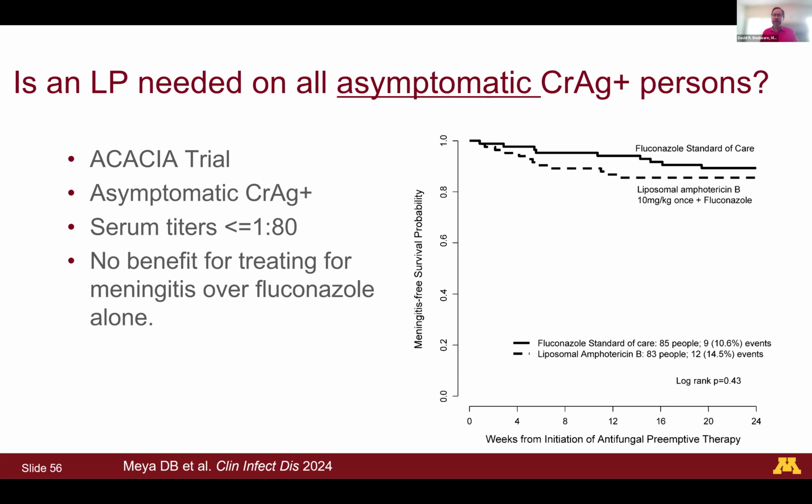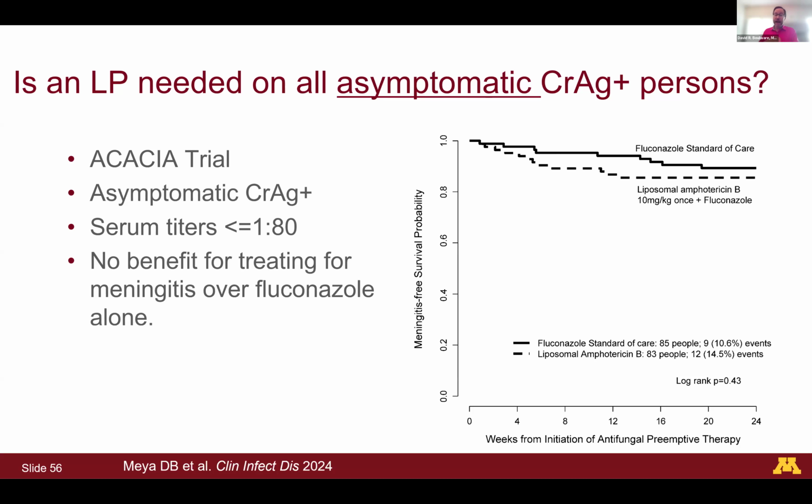You can see the Kaplan-Meier curves there. There's not any statistical difference there. So if you did LPs on all these people and you gave them single dose liposomal ampho in addition to fluconazole, that didn't improve their outcome. And so we would say that in asymptomatic people with low titers, you can safely give them fluconazole, and you don't need to do LPs. You don't need to give them treatment for meningitis.